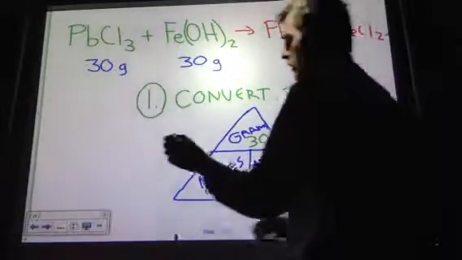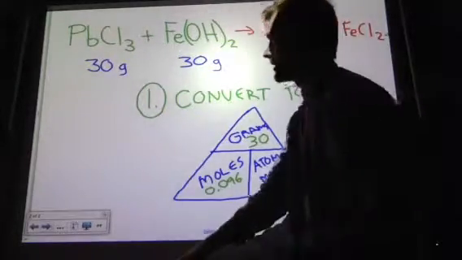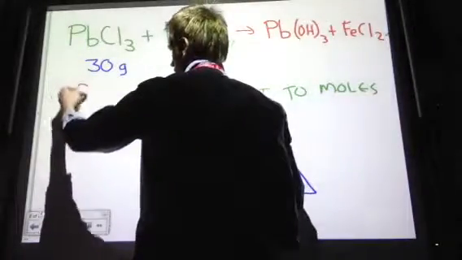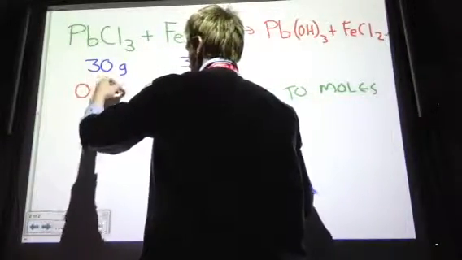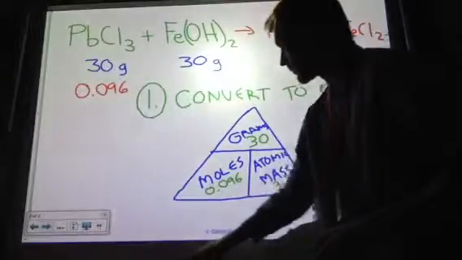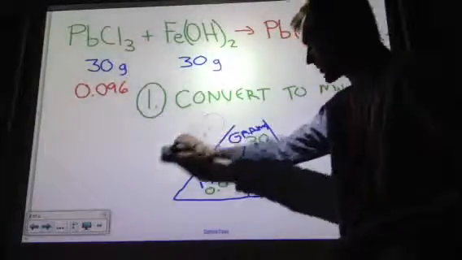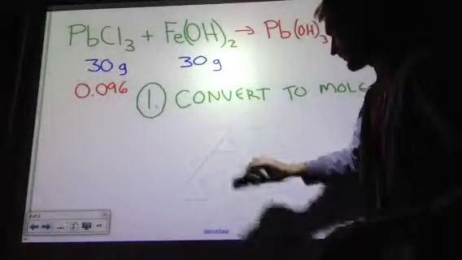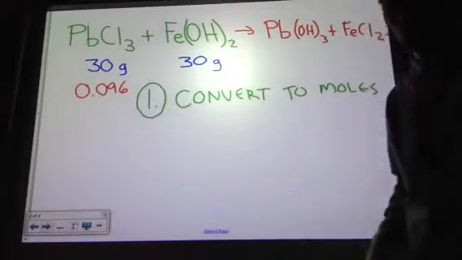Okay, so I'm actually going to write that in big bold red. Alright? So 0.096. So that's step 1. Convert to moles. So I'm actually going to erase this triangle to get more space for you and for me. That's step 1.